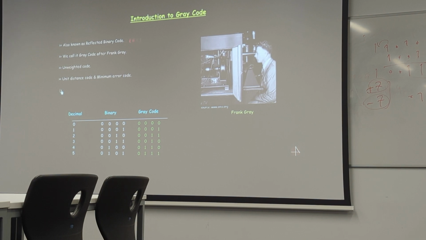Point in this presentation. I will write it down. Gray code is a binary numeral system where two successive values differ in only one bit.